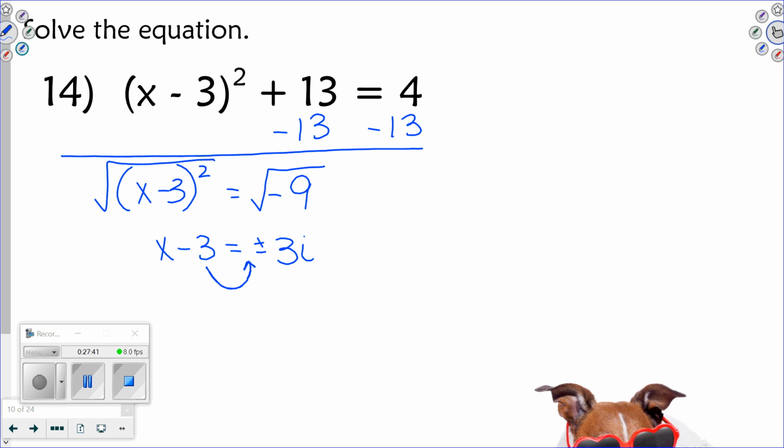And then to get x by itself, negative 3 becomes positive 3 plus or minus 3i. Are those like terms? They are not. One has an i, one does not. So if it has an i or a radical, you're done. Okay? If there's no i, there's no radical, you better put them together and tell me what those answers are.